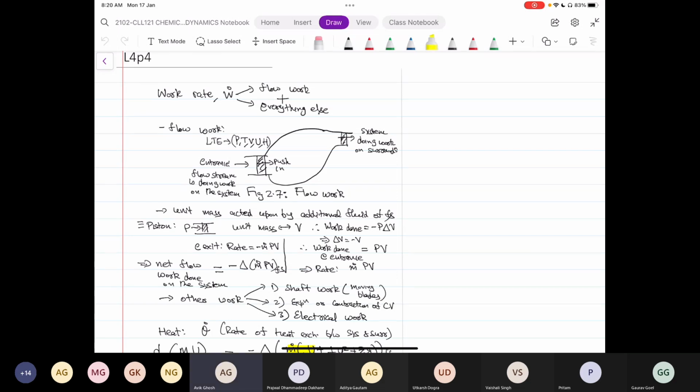Yes, I get it. So unit mass volume was V, and therefore work done minus P delta V became equal to PV.